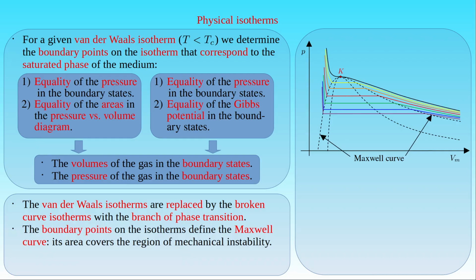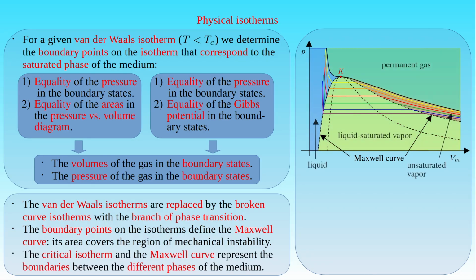We already mentioned that the curve of the boundary points encloses the boundary curve of the mechanically unstable region of the isotherms, and the two curves only meet in the critical point K of the medium. The critical isotherm and the Maxwell curve represent the boundaries between the different phases of the medium, that is the different states of matter in the pressure versus volume diagram. The critical isotherm separates the green region representing the state of permanent gas from all the other states. The critical point K divides the critical isotherm and the Maxwell curve into two parts or branches.